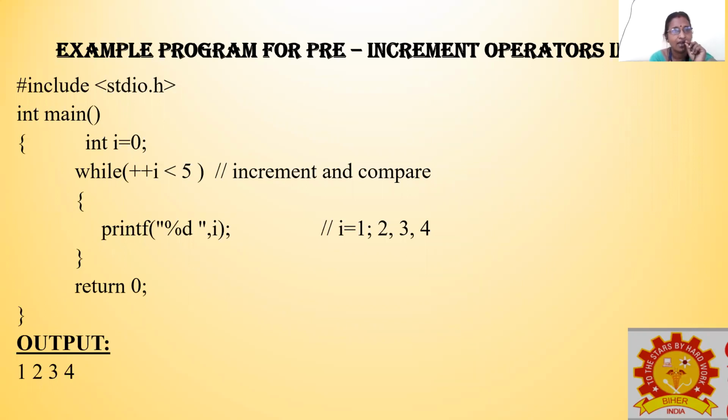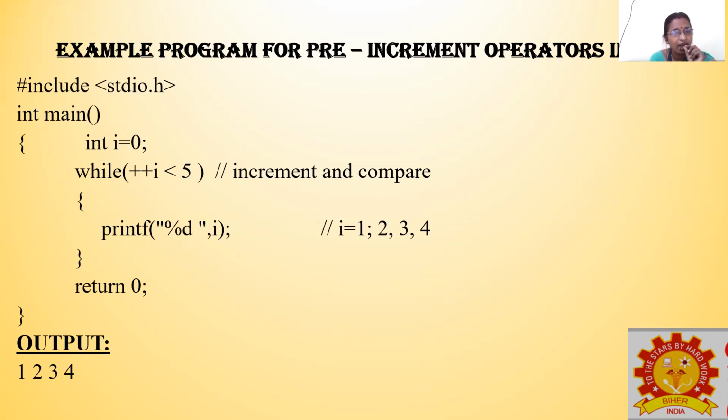First, let us see an example program for the pre-increment operator. In main, i is an integer variable assigned the value 0, while ++i < 5, print the value of i. We are looking for the pre-increment operator here. What do we mean by ++i? First increment the i value and then compare with 5.